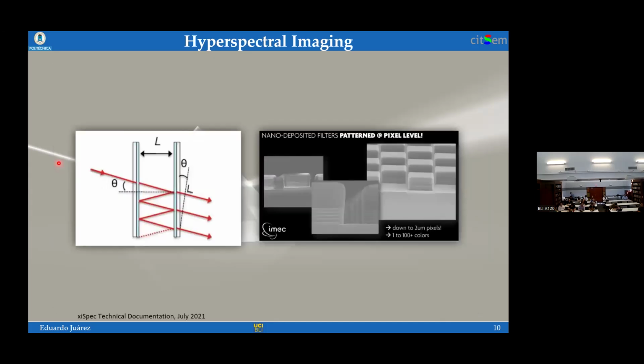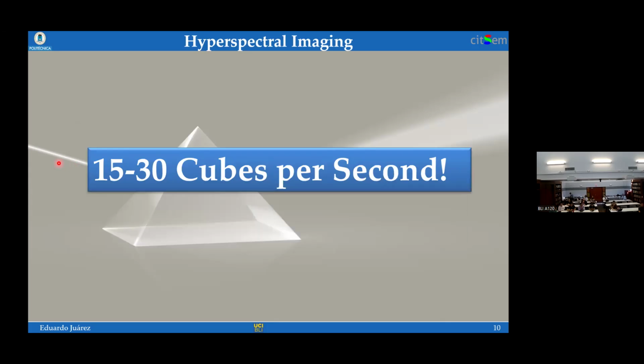One of the technologies grows cavities with different heights on a CMOS sensor to filter the light, so it builds filters on top of a CMOS sensor in order to capture the information. What is interesting with this is that we are able not just to get an image, but to get a video, because we get 15 to 30 hyperspectral cubes per second. So if we have this spectral information coming as a video, and we also process that information very fast, we will have our classification also shown as videos.